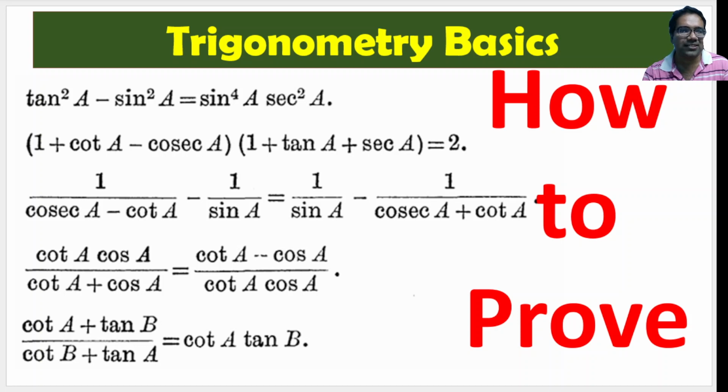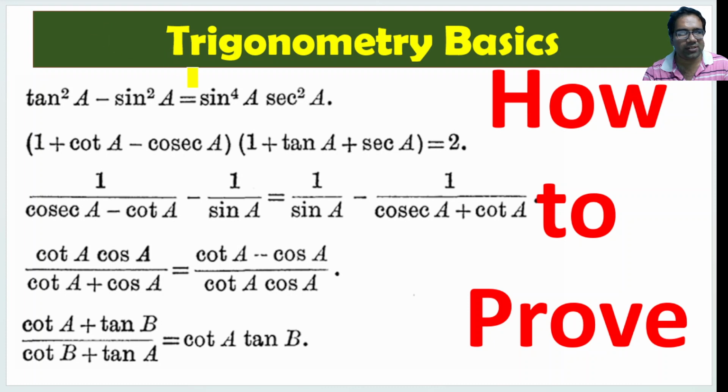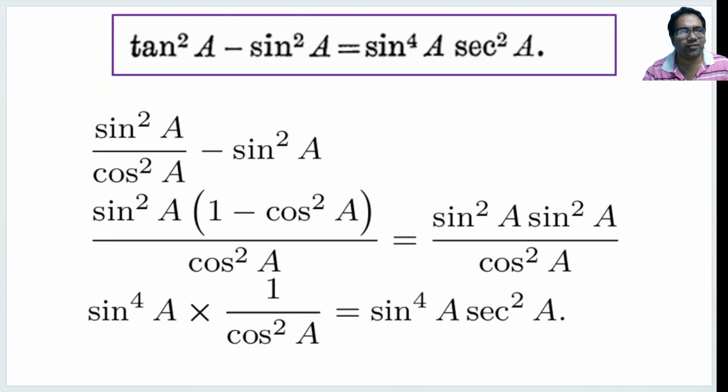Hi friends, let us convert some basic relationships in trigonometry. Tan square A minus sin square A equals sin power 4 A secant square A. Right. There is a difference here and it is becoming a product. Further, it is becoming power 4. That means we have to convert this tan square to sine square by cos square and do some kind of multiplication so that we get sine power 4. Let's see how we do it.